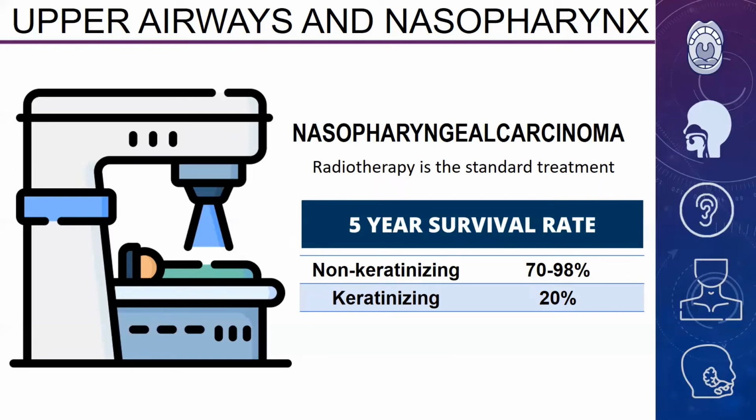The stage-dependent 5-year survival for non-keratinizing NPC ranges from 70 to 98%, but for the keratinizing form, it is only 20%. This difference has been attributed to the divergent therapeutic response, such that undifferentiated carcinomas are the most radiosensitive and the keratinizing carcinomas are the least radiosensitive.